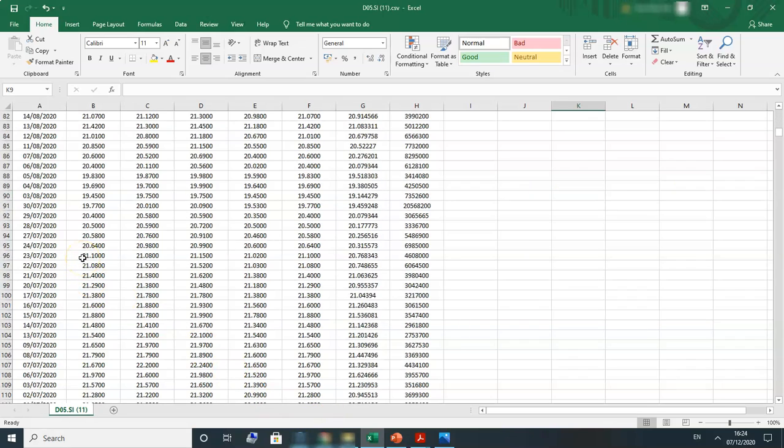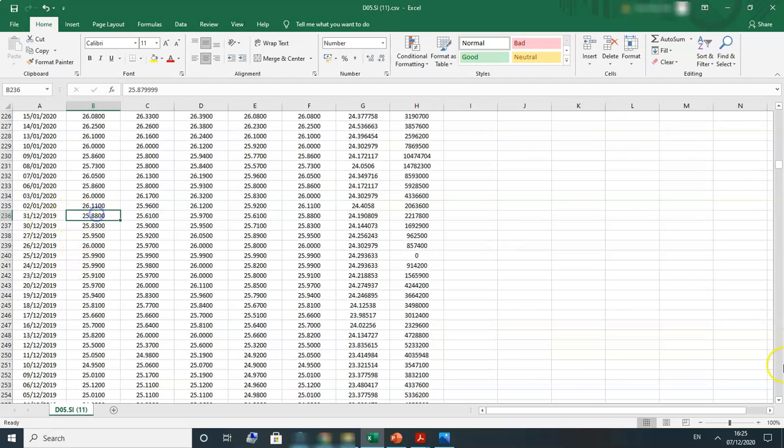So what we can do is go to the first day to the last day of the financial year. In DBS's case, the first day is 1st January 2019 and the last day is 31st of December 2019. So we just look for 31st December 2019. In this case, the cell is B236. And similarly, to find out the first day, all we need to do is go down to the 1st of January, which is down here. In this case, the cell is B488.